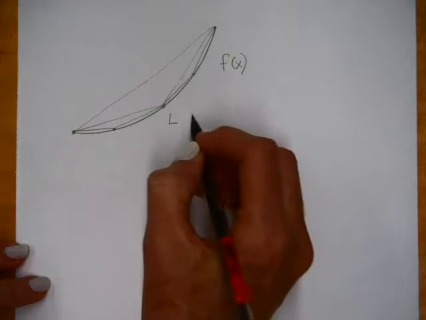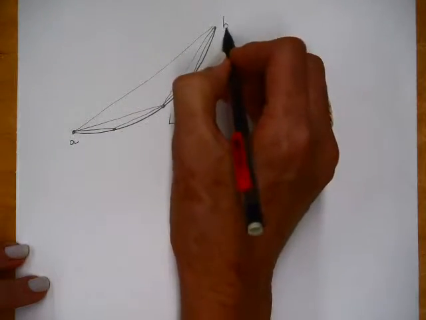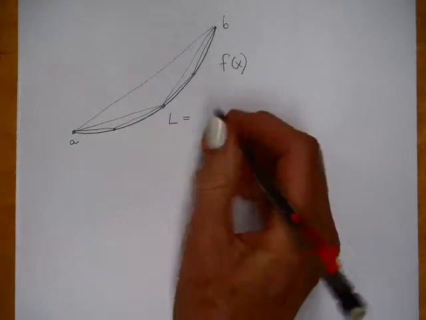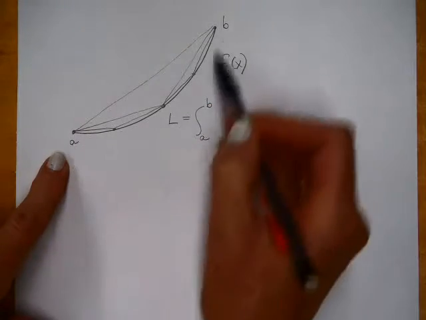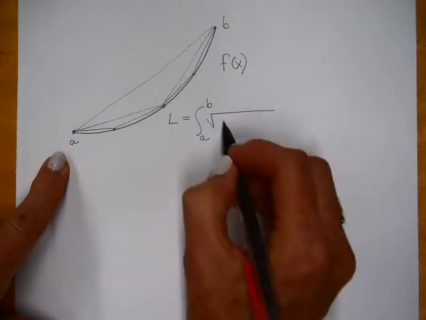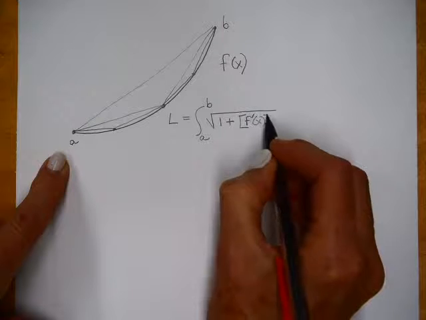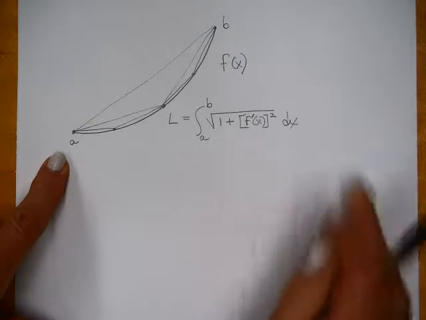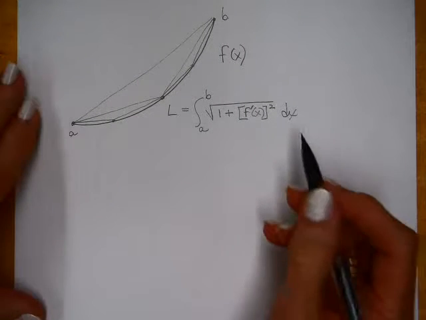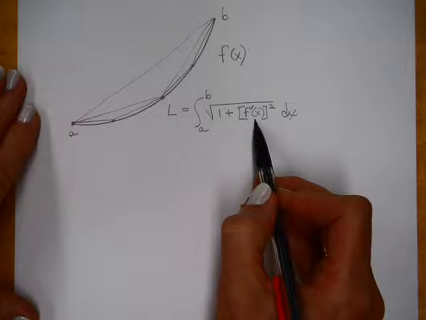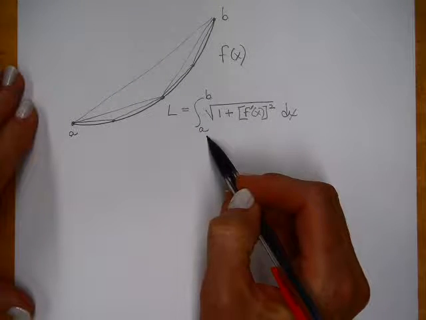So if you want to know the length of this curve, if this were point A and this is point B, then if you added all those up together, you'd get a Riemann sum. We're going to go straight to the integral. You would integrate from A to B the square root of 1 plus f prime of x squared dx. This is if you have a function of x. These limits of integration have to do with x's.